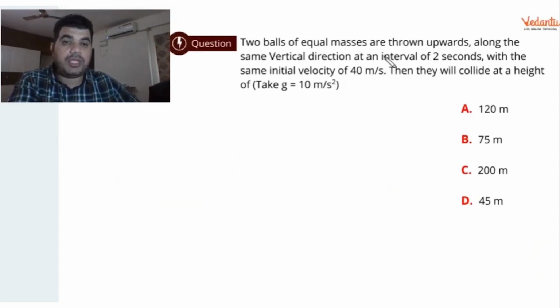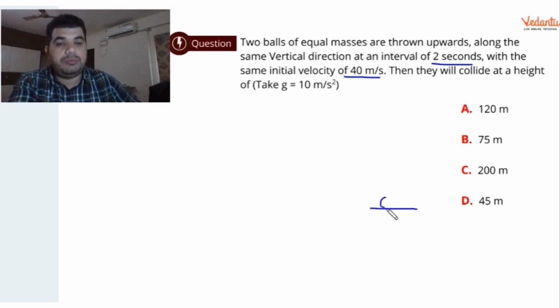Okay, two balls of equal masses are thrown upward along the same vertical direction at an interval of 2 seconds with the same initial speed. They will collide at a height. So let's say this is the ground and the ball is projected in vertically upward direction. Its velocity is 40 meter per second. This is the initial velocity u. After 2 seconds, another ball will be projected. So let's say after 2 seconds, what is the velocity?